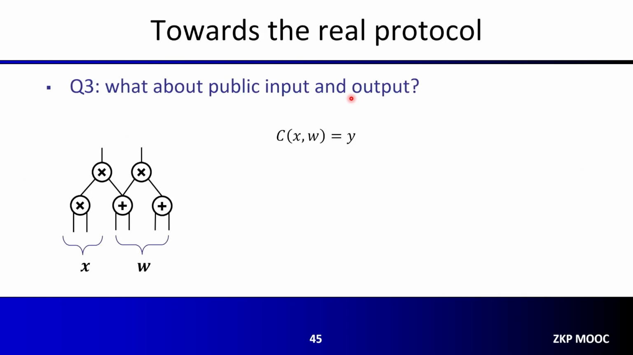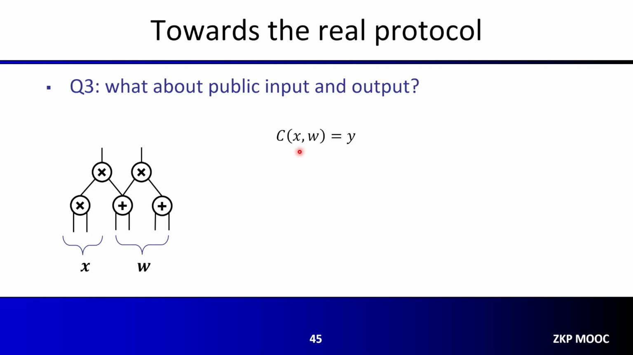Finally, we have the last problem. So far we've talked about the simplified version, where we are assuming that this entire input of the circuit is the witness of the prover. The prover is trying to convince the verifier that he knows a satisfying assignment of the circuit. But in practice, in many interesting applications and computations, we need to have some public inputs that are known to both the prover and the verifier.